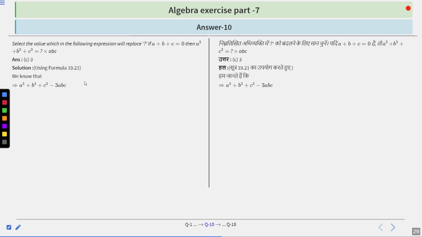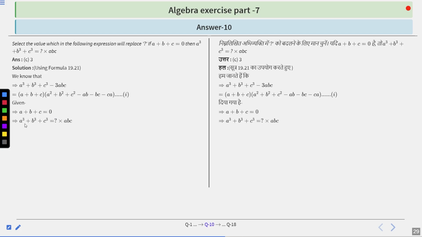We know that a cube plus b cube plus c cube minus 3abc is equal to a plus b plus c into a square plus b square plus c square minus ab minus bc minus ca. Formula 19.21. And it is given that a plus b plus c equal to 0. Therefore, a cube plus b cube plus c cube is equal to question mark into abc. We have to find the value of question mark.